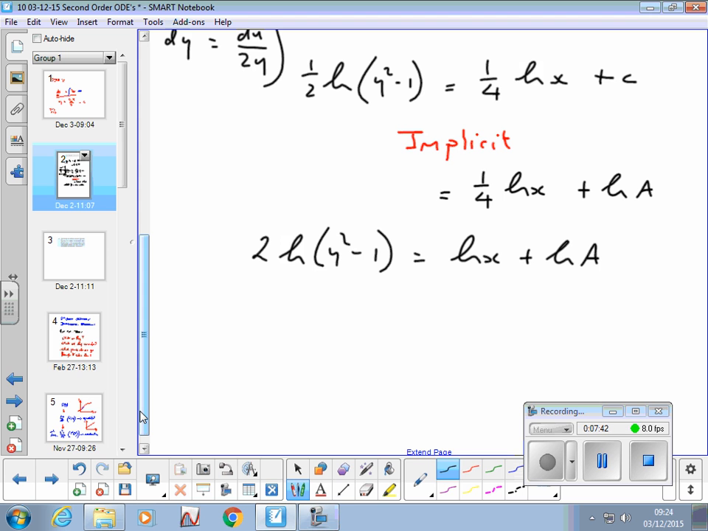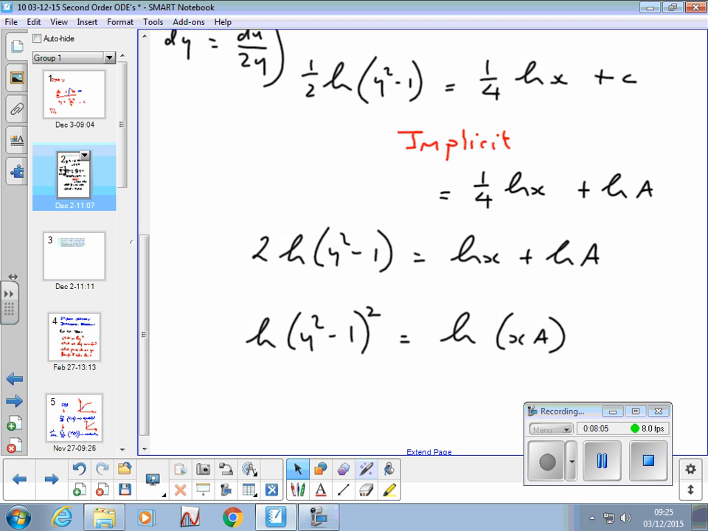Remember, the law of logarithms tells us the log of something times something is the same as the log of y squared minus 1 to the power 2. So I can write this as log y squared minus 1 to the power 2 equals log of xa, combining them together.